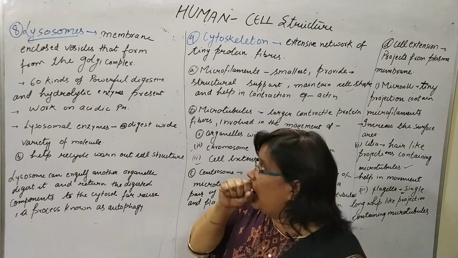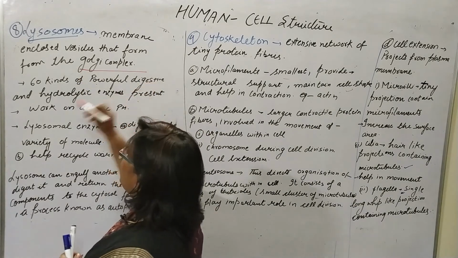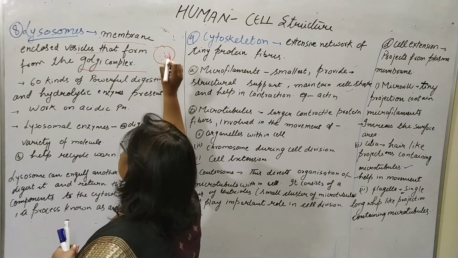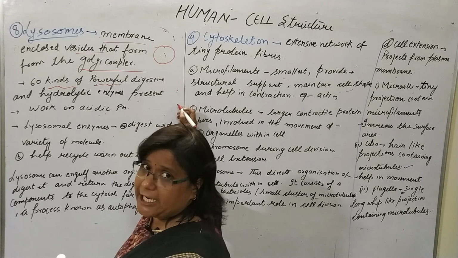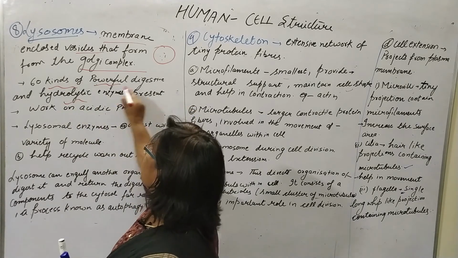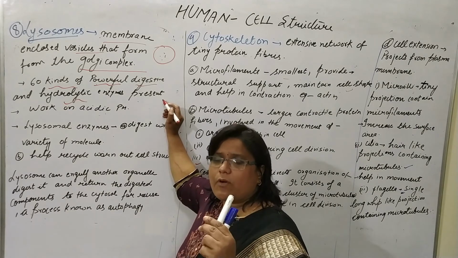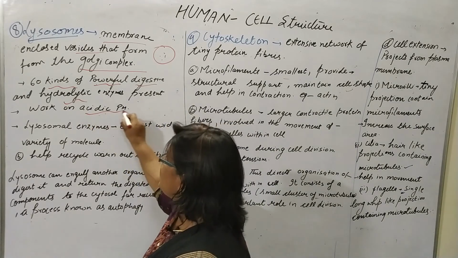The lysosome is formed with the help of the Golgi complex, and the lysosome is a membrane-bound vesicle like this. Okay, so the lysosome carries around 60 kinds of powerful digestive and hydrolytic enzymes. Generally, the working pH for these digestive enzymes is acidic pH.